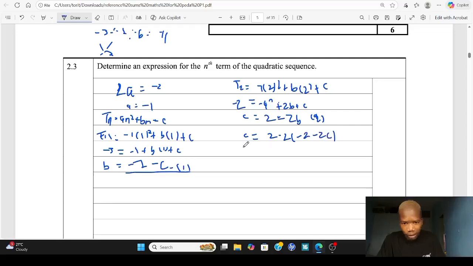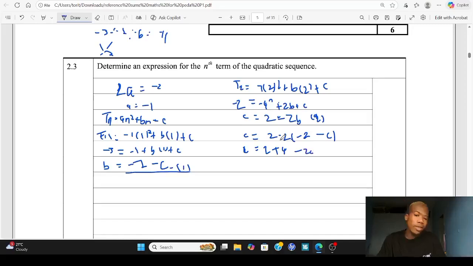Then we say that 2 is equal to 2 plus 4, right? No, it's not 2c, it's c only. Sorry for the confusion. It's minus c only. Minus c. Right? So we know that 2, then it's going to give us negative 2c, right?